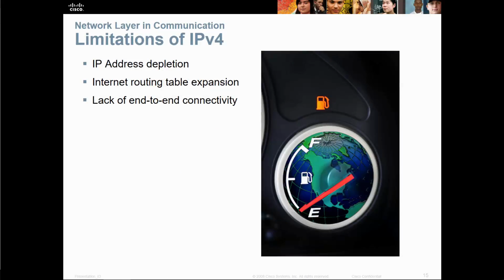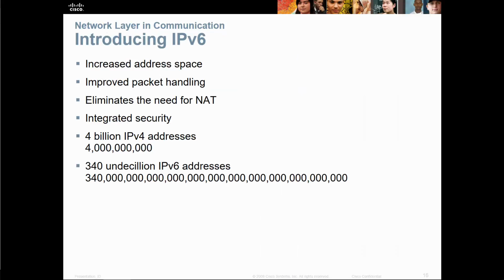Some limitations are address depletion, internet routing tables and their expansion, as well as the lack of end-to-end connectivity, meaning one end to the other end without any type of private addressing, NATting or masking of addresses, isn't quite there yet. With IPv6, we have an increased address space, 2 to the power of 128.